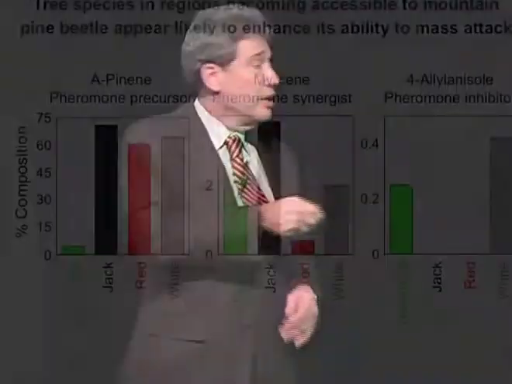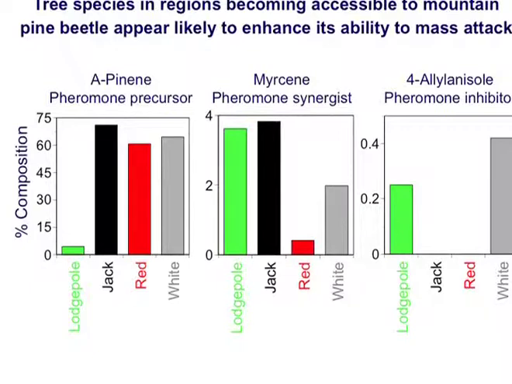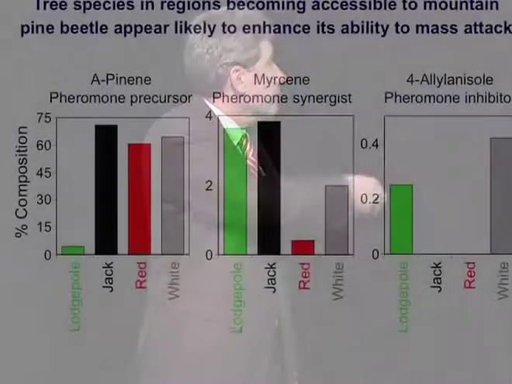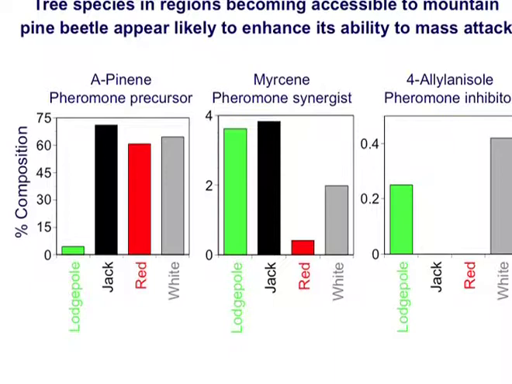I mentioned earlier that mountain pine beetle uses some host terpenes as a precursor of its aggregation pheromone. That terpene is alpha pinene. And if you compare alpha pinene, it's much more abundant in jack pine, red pine, and white pine in Wisconsin than it is in lodgepole pine in Wyoming or Montana. I mentioned that the beetle sometimes uses terpenes from the host plant as synergists of its aggregation pheromone. Myrcene is one of those primary synergists. Myrcene is every bit as high in jack pine, and I was relieved to see not quite as high in red and white pine as in lodgepole pine.